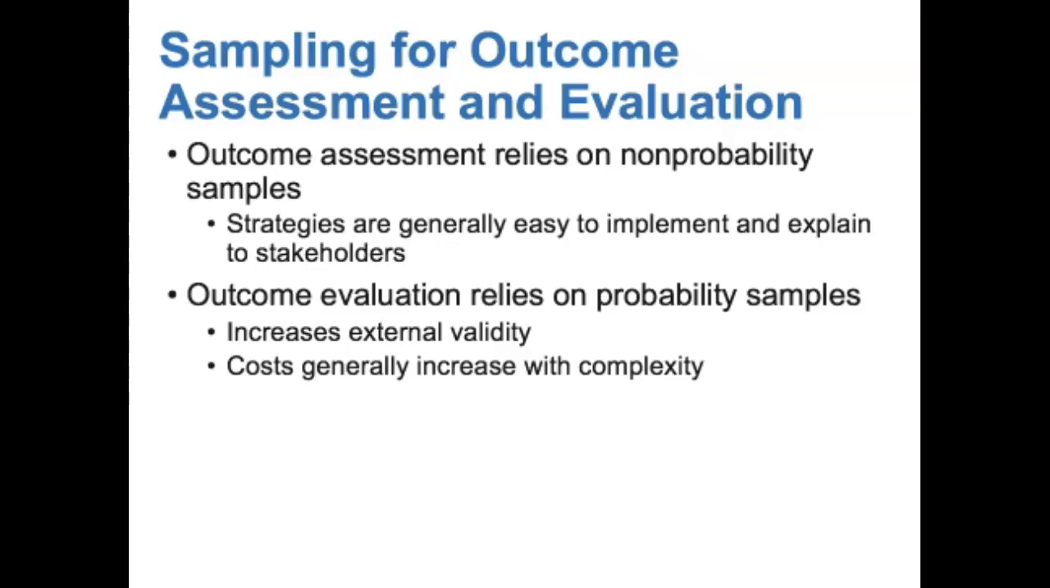Sampling for an outcome assessment relies on non-probability samples, and these strategies are easier to implement and they're easier to explain to stakeholders, while an outcome evaluation typically relies on probability samples, and it will increase the generalizability of the findings, but it also will increase the costs and the complexity of implementing the evaluation.